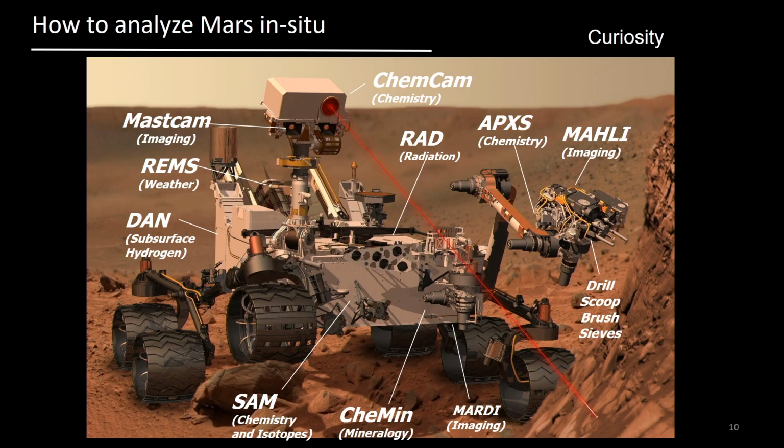And we have another instrument called APXS, which is related to X-ray chemistry. And we have also a microscope taking the texture as well. And the instrument for mineralogy is CheMin, which is an X-ray diffractometer. So these instruments all still work on Mars after 11 years at the surface. And in addition to the geology instruments, we have also environment instruments with REMS, which is a weather station, and RAD, which detects radiation in preparation of future astronauts.